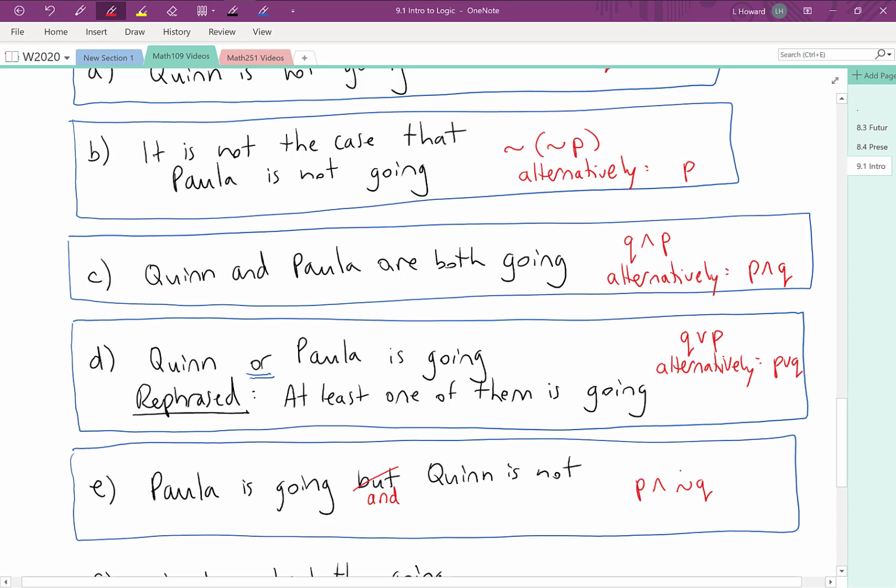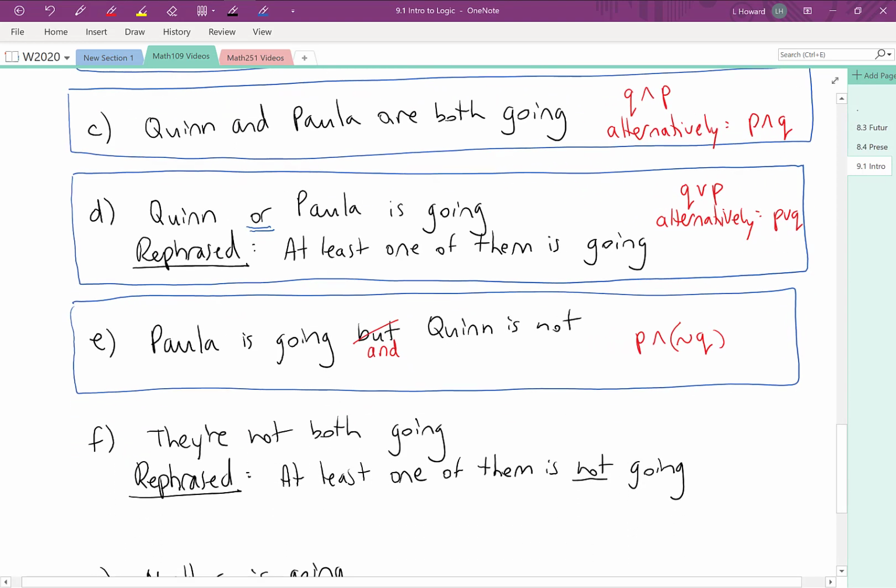And if you want to make that easier to read, you can put brackets around the not Q if you like. So Paula is going and Quinn is not going. So just think about turning that word but into an and. That's a solid way to always express these ideas symbolically.